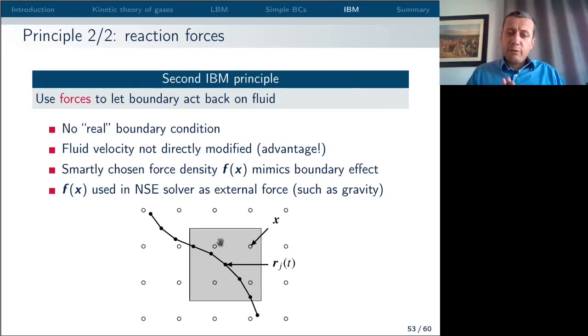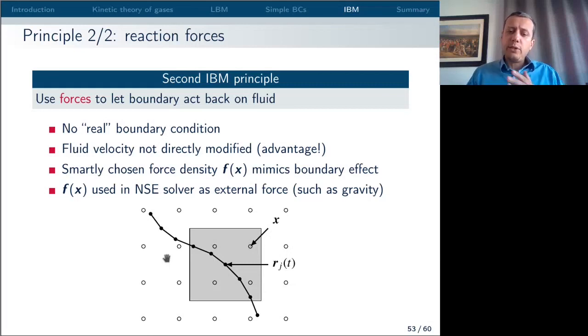It's basically a force field that is localized around the boundary, and the fluid is forced to move under the influence of that force, and this force is mimicking the effect of a boundary. There's a subtle difference between a real boundary condition and the immersed boundary method. A real boundary condition will directly impose a change in velocity and pressure for Navier-Stokes, or for the populations in Lattice Boltzmann, but the immersed boundary method is not doing that. It just kicks the fluid a bit.